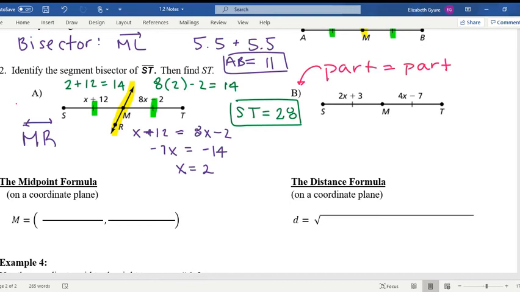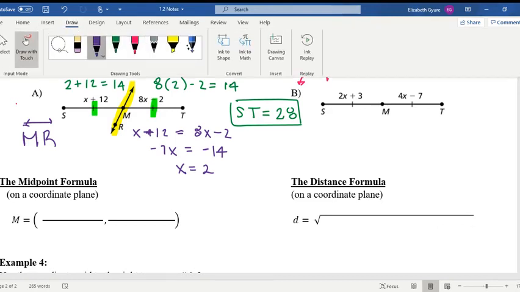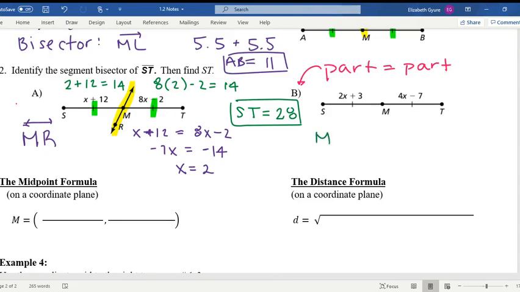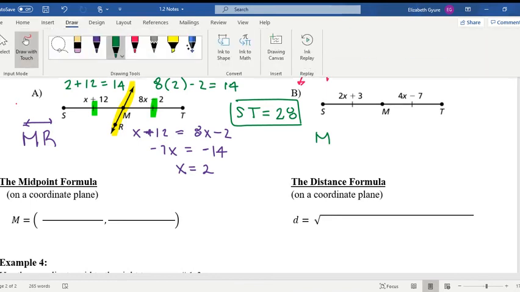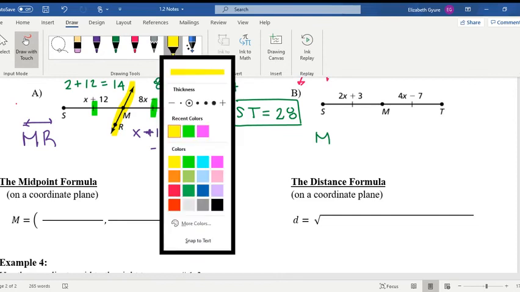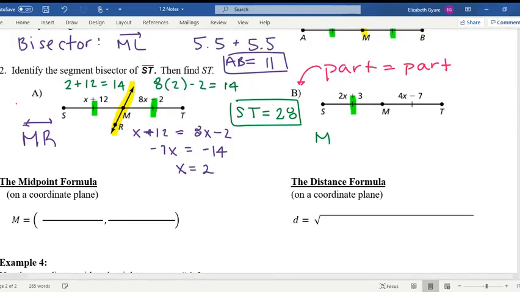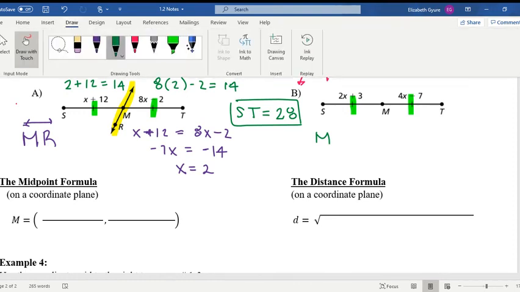First, identify the segment bisector. Well, if you look at your midpoint M, there's nothing additional going through it. So the bisector in this situation is going to be the same as your midpoint. So it's M. And now we need to find our measure. And you have equivalent parts here, right? We have our congruent symbols. We have our tick marks, which means they're congruent. So the two parts are congruent. So we can say that part equals part. So set your two parts equal.